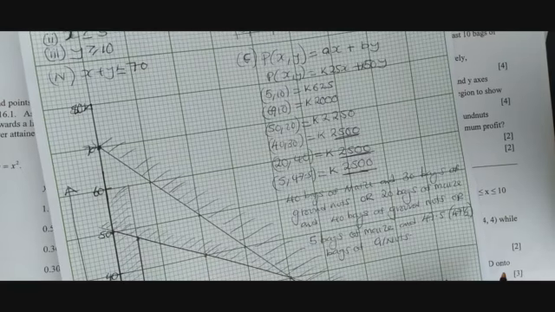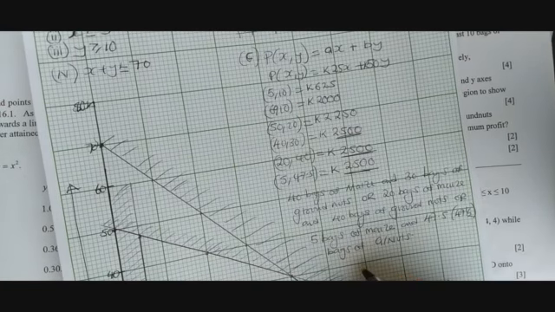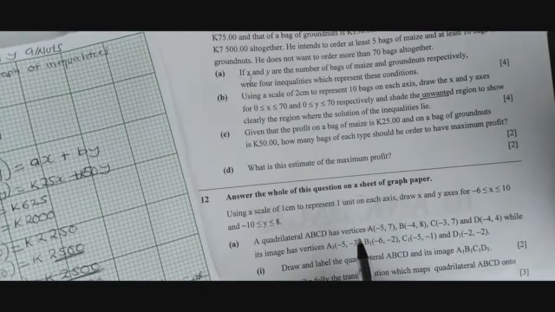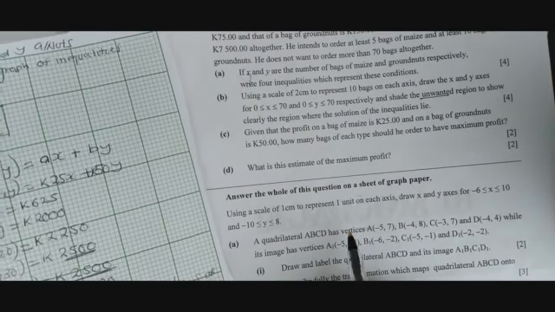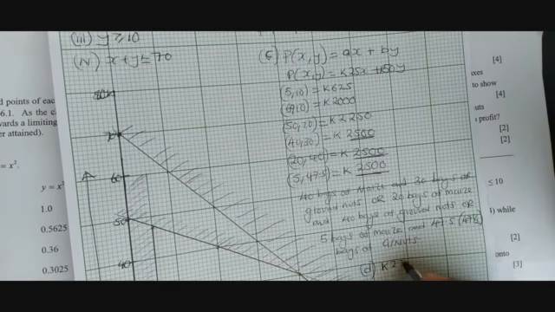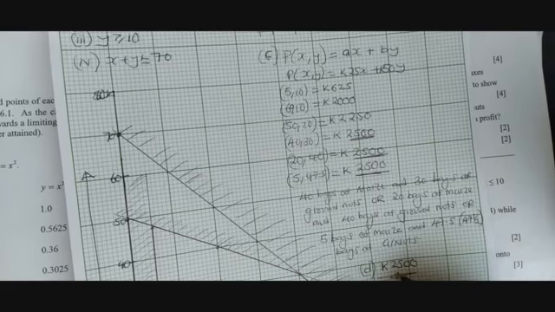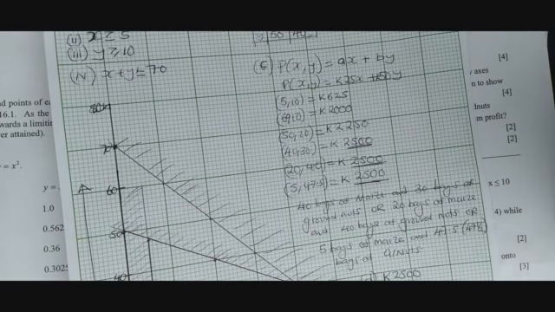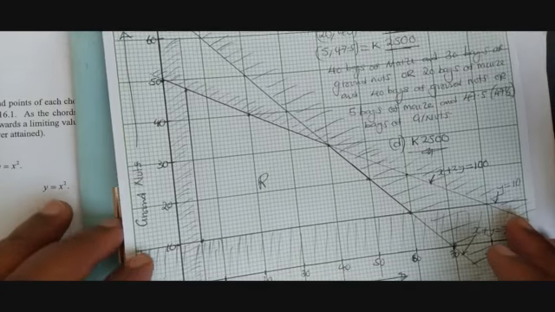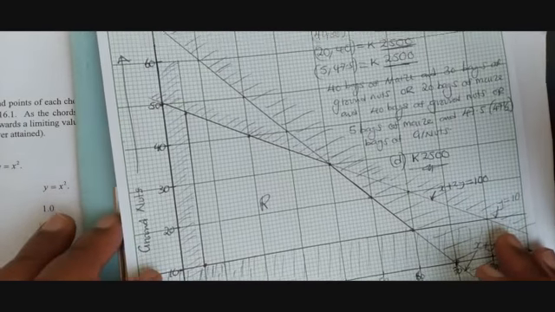All of these will produce a maximum profit of 2,500. Then the last one, D. This is obvious. What is the estimate of the maximum profit? It is 2,500. That is the answer there. So this brings us to the end of question 11. This is how it's supposed to be.